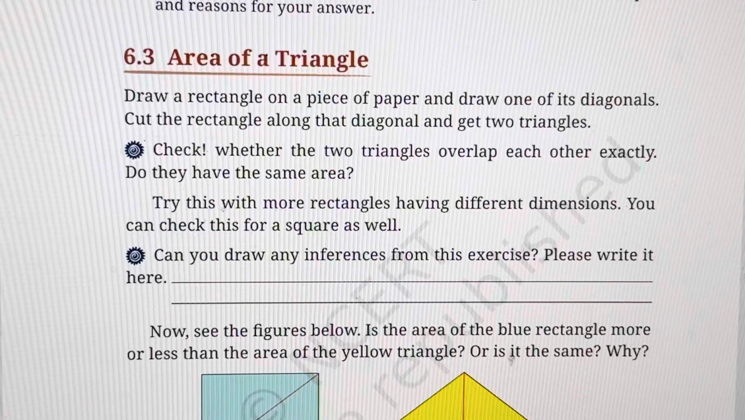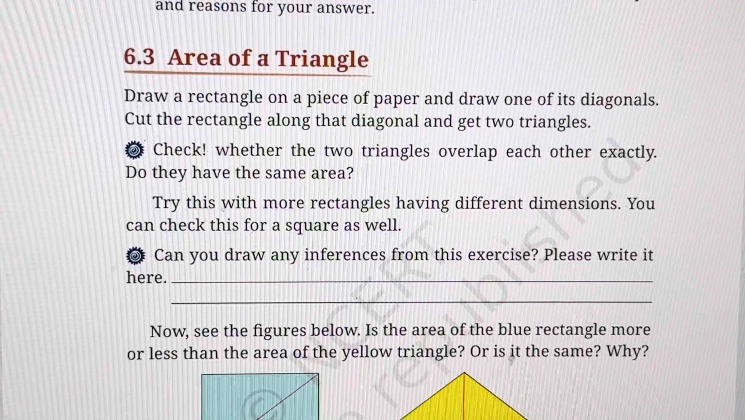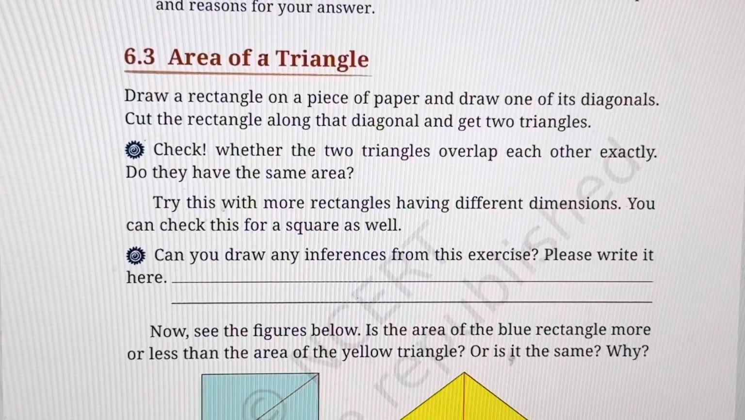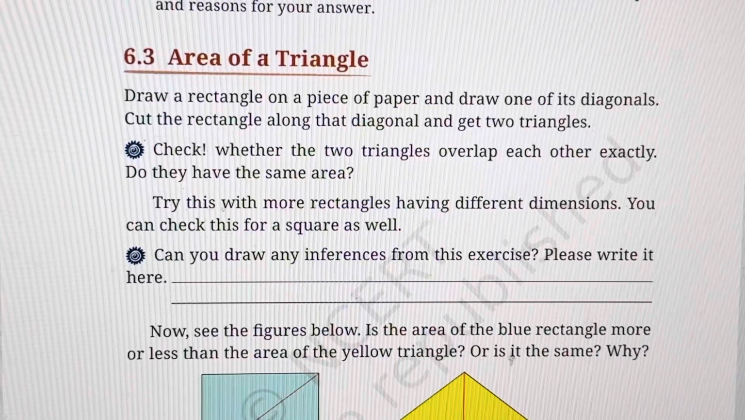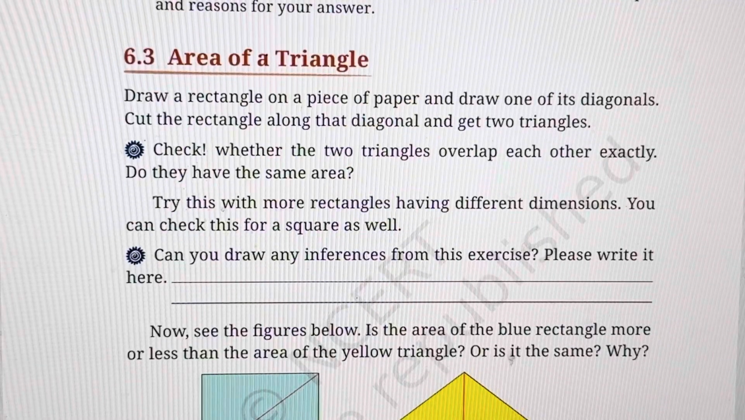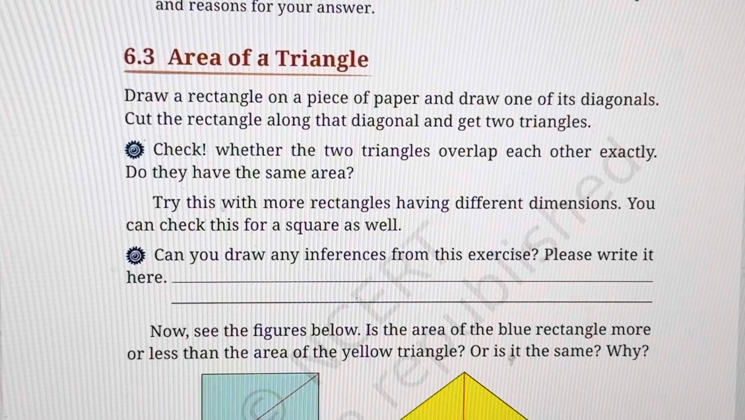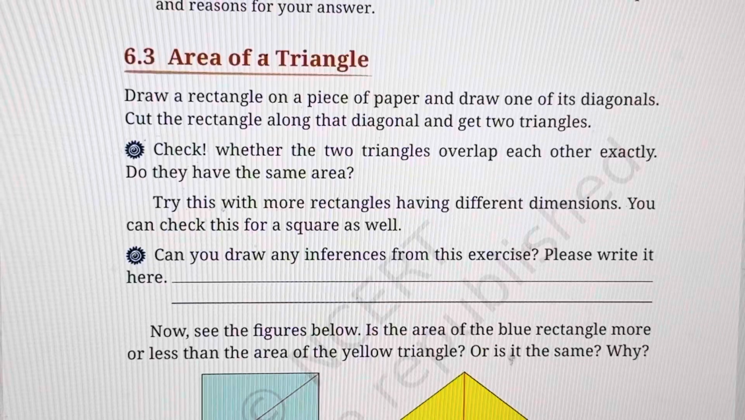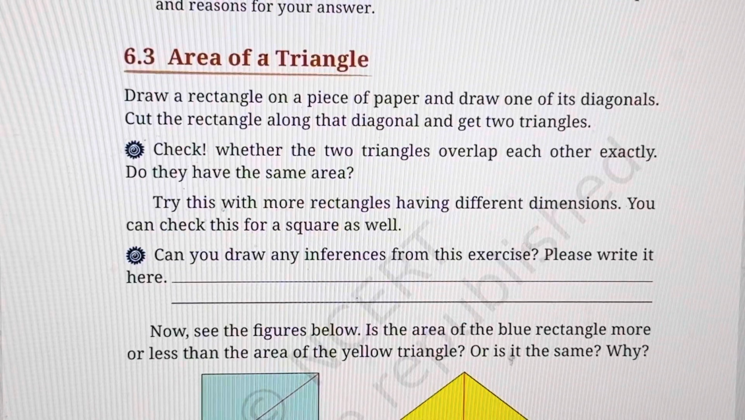In this video, we are going to continue with chapter number 6, Perimeter and Area of grade 6 Mathematics of the new NCERT textbook, Ganith Prakash. And we are going to learn how to find the area of a triangle with the help of the area of a rectangle. Area of rectangle we have already learned how to find out. We know the formula. Now we will find out the area of a triangle from the area of a rectangle. So let us see how to do that.